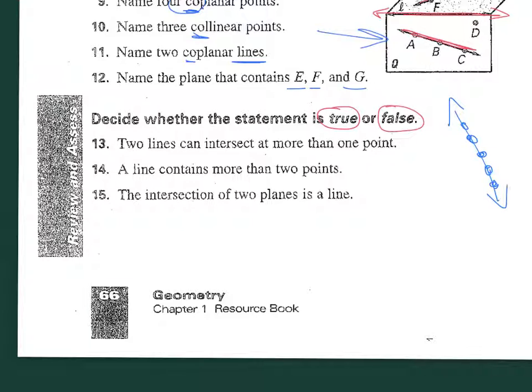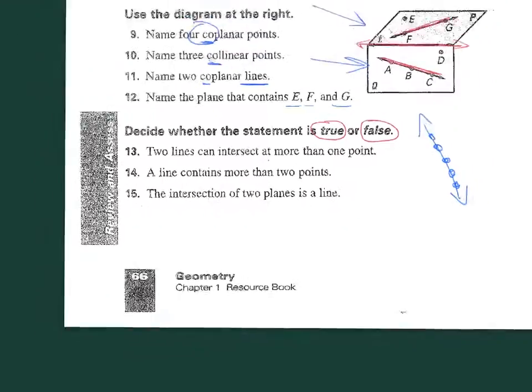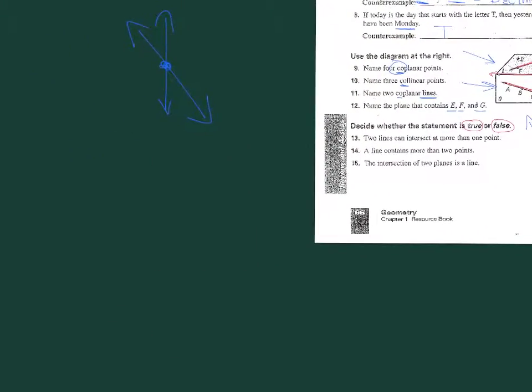And lastly, in number 15, it says the intersection of 2 planes is a line. So if we drew 2 planes, here's a plane, and let's say then we have another plane going this way. Where they intersect, right in this area here, is that a line? True or false?